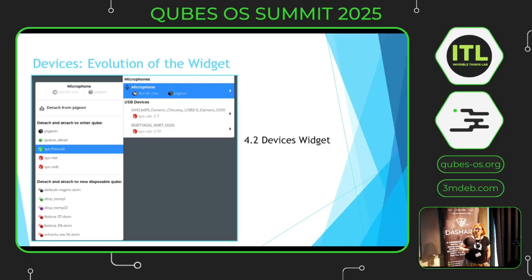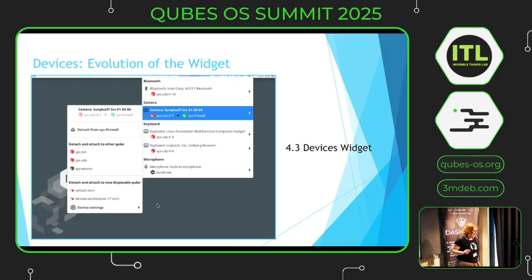Then in 4.2, we made it a bit more readable with a bit more information and new options like attaching to new disposable cube. And now, the differences are a bit slighter in the way they look, but there is one thing that's using the new devices API that I think is very nice and valuable is the fact that now we have more categories of devices. So you will know better what the hell you just connected to your machine, or at least what the thing is saying that it is.